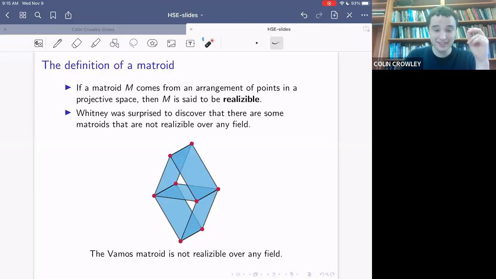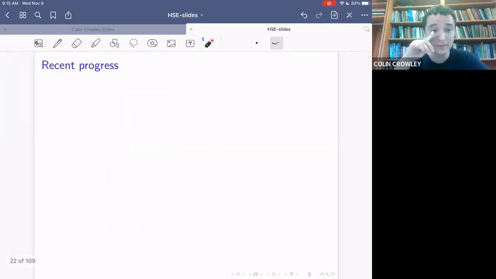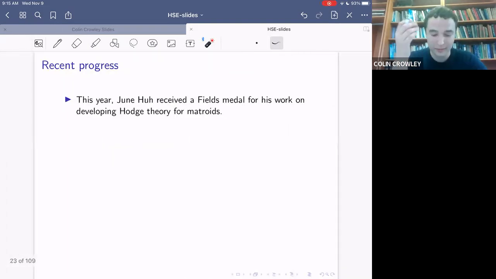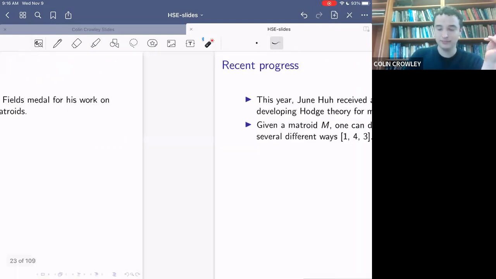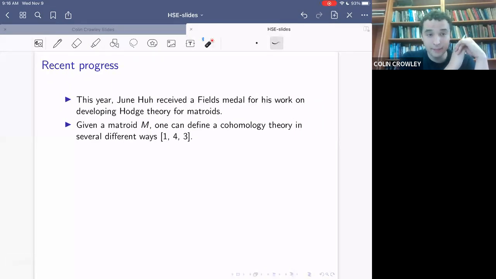Okay, so these are matroids, and now I want to talk about some recent progress in matroid theory. This past year, June Huh received a Fields Medal for his work on developing Hodge theory for matroids. Let me say a little bit about what this is without going into too much. Given a matroid, you can define a theory of cohomology in actually 3 different ways at the moment. Here are these references, 1, 4, and 3. In each of these references, they define a notion of cohomology for a matroid.